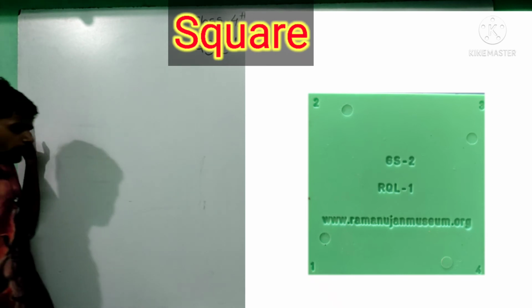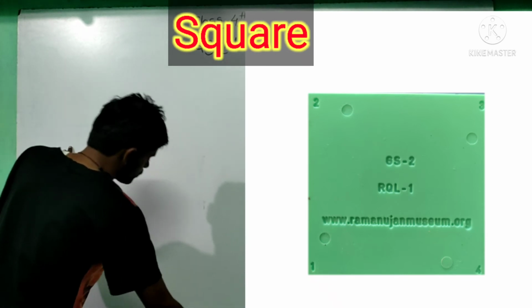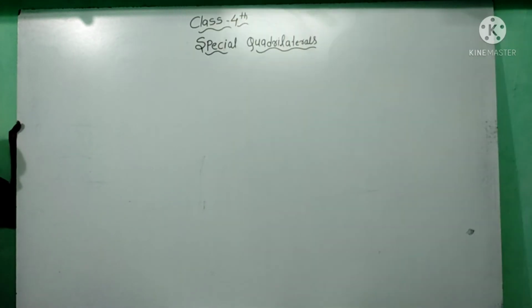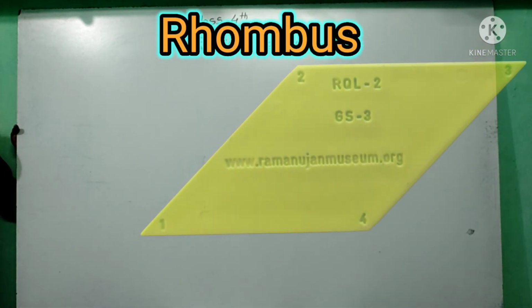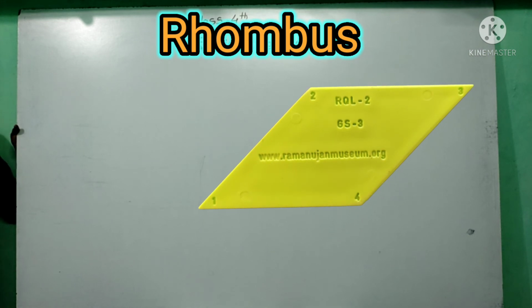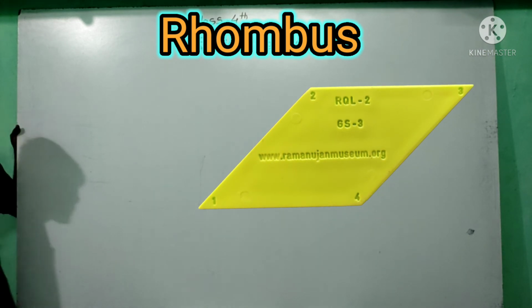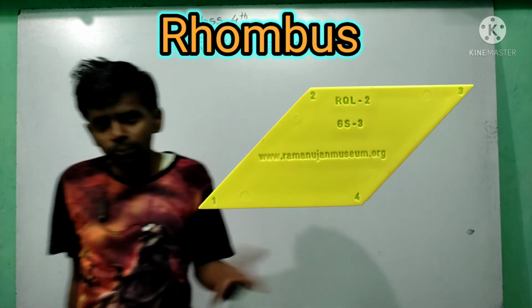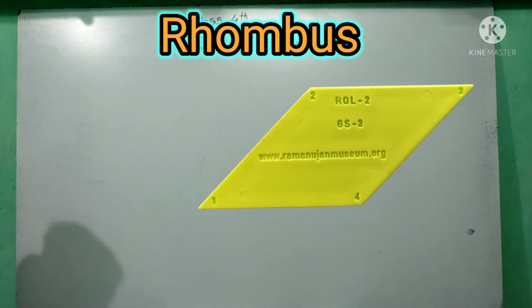ठीक है. So I hope you understood about the square. Now let's learn about the rhombus. What is meant by rhombus? Rhombus is also actually a square. ठीक है, स्क्वायर को थोड़ा सा पीछा कर दिए तो रोम्बस बन गया. ठीक है. This is a rhombus.